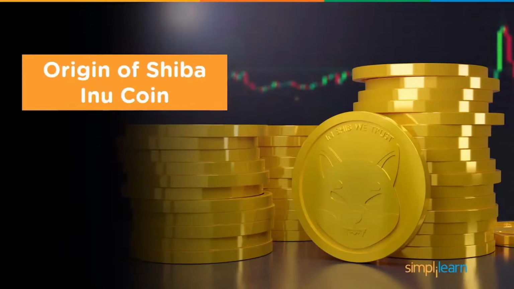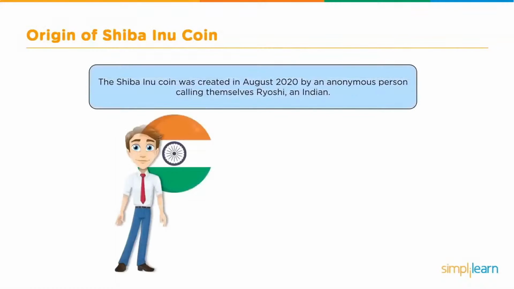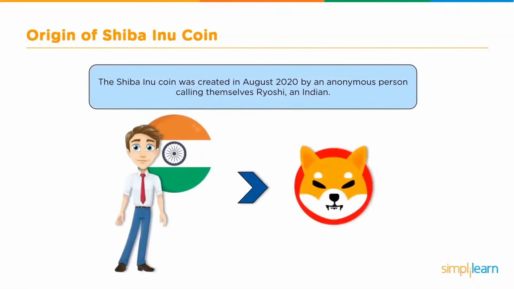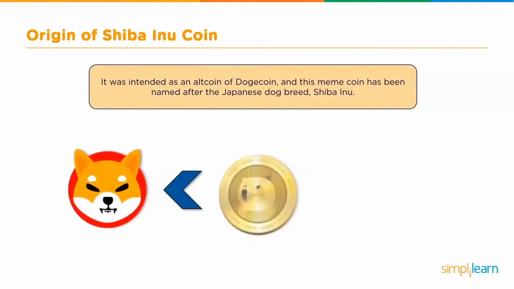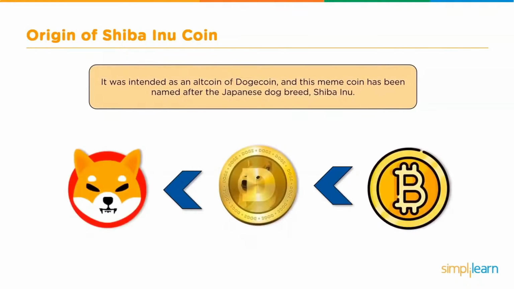So how did the Shiba Inu coin originate? The Shiba Inu coin was created in August 2020 by an anonymous person calling themselves Ryoshi, an Indian. It was intended as an altcoin of Dogecoin, which itself was created as an altcoin of Bitcoin. And this meme coin has been named after the Japanese dog breed Shiba Inu.